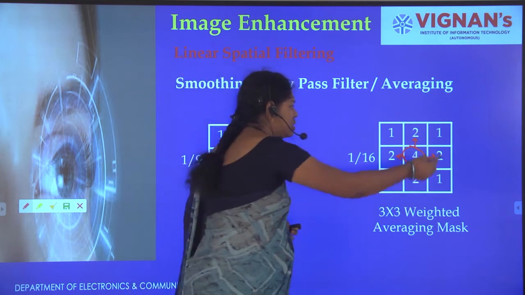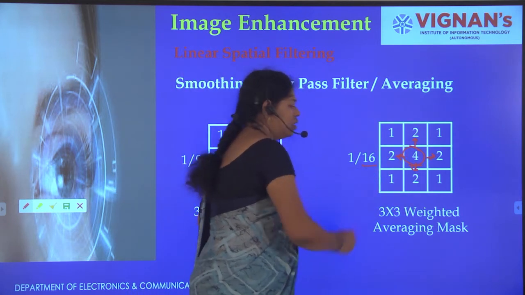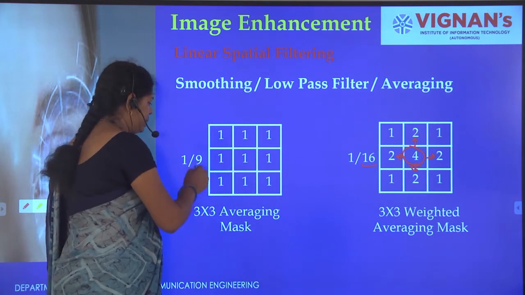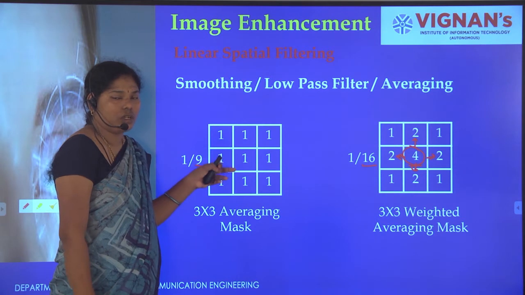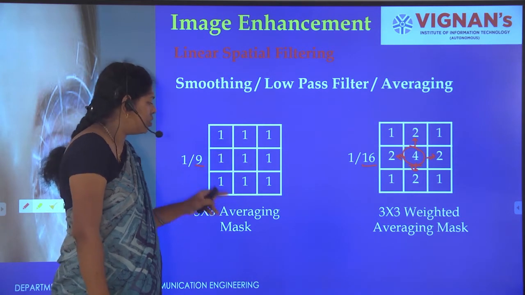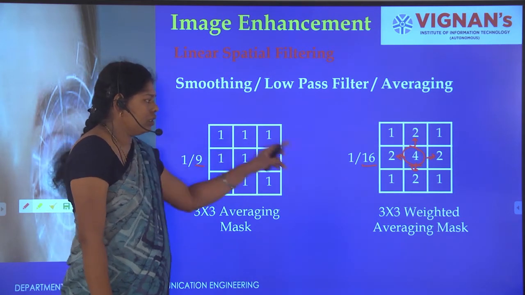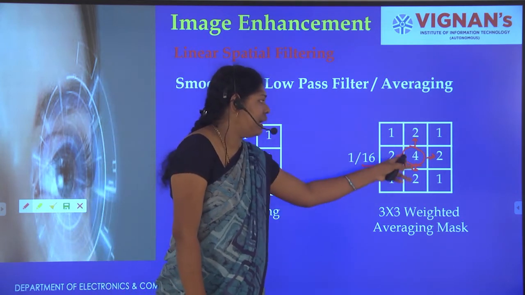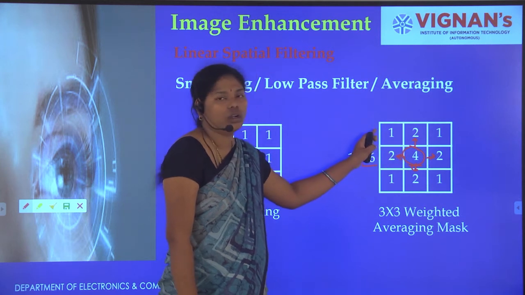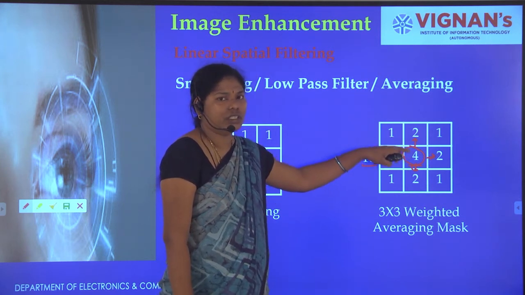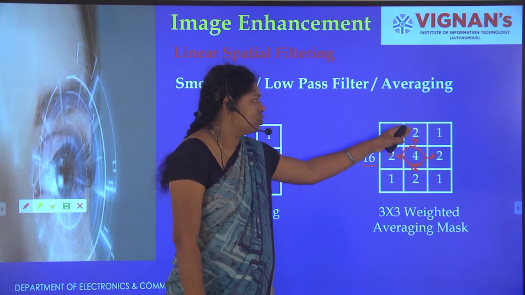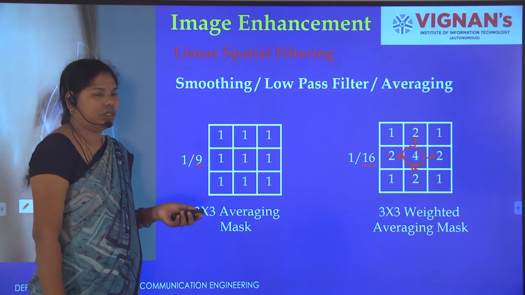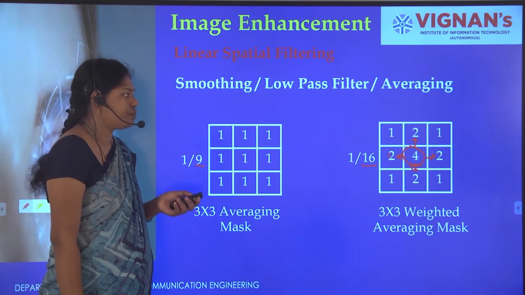Now the sum of all these is 16 for the weighted average. Here the sum of all these is 9, so it is 1 by 9 for the plain average. With the weighted average we concentrate on particular pixels, so we can consider any corner. Generally we use the center element as highest priority, otherwise we can choose another element depending on the particular application.